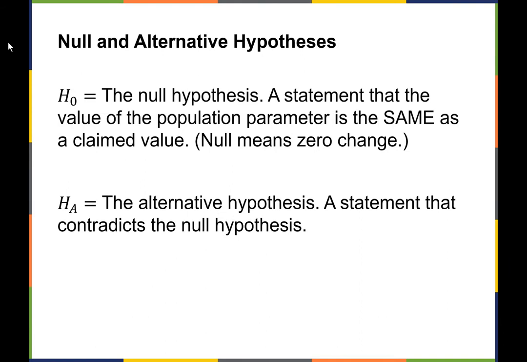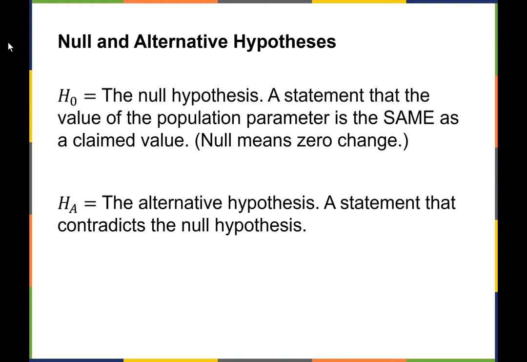The two contradictory hypotheses are going to be the null hypothesis, which is denoted H subscript 0. 0 is another word for null. And this is a statement that the value of the population parameter is the same as a claimed value. And that means no change, null. That's why we say null. The alternative hypothesis is H with a subscript of A. And this is a statement that will contradict the null hypothesis.